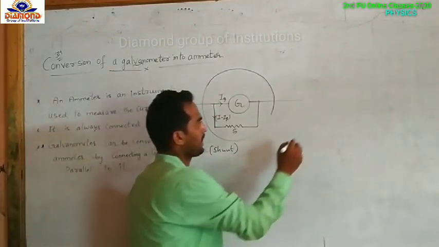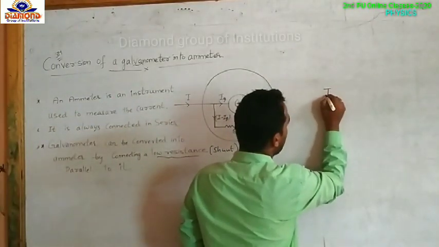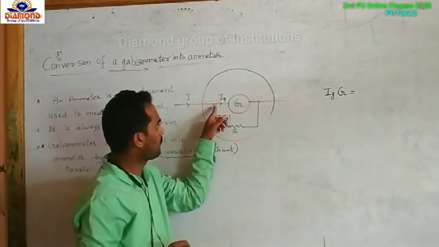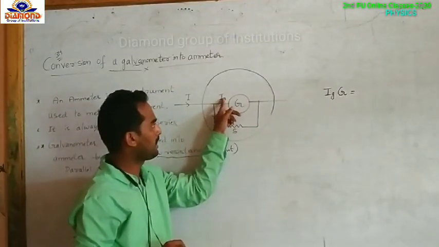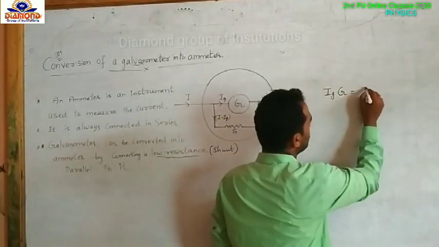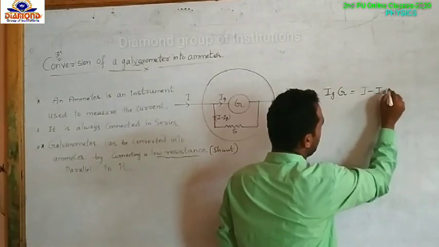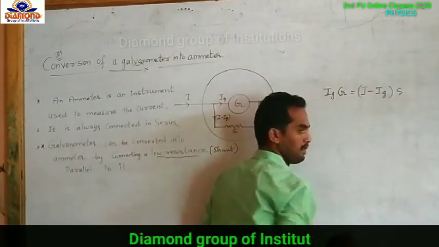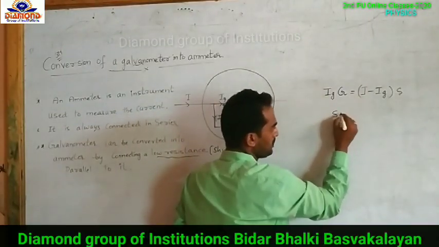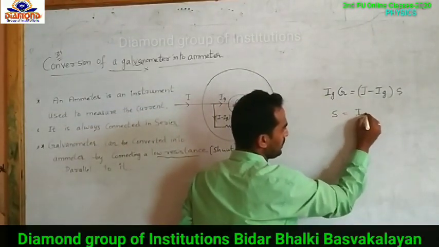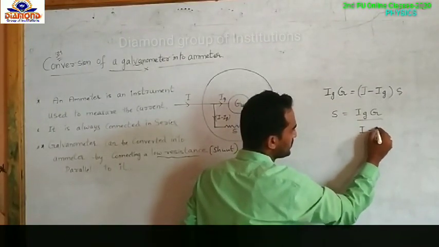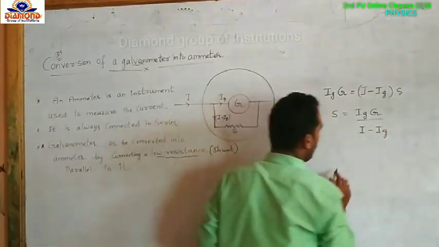So we can write this as Ig into G. First branch: current into resistance. Second branch: current into resistance, that is I minus Ig into S. So you can calculate the value of S by rearranging the formula as S equal to Ig into G by I minus Ig.